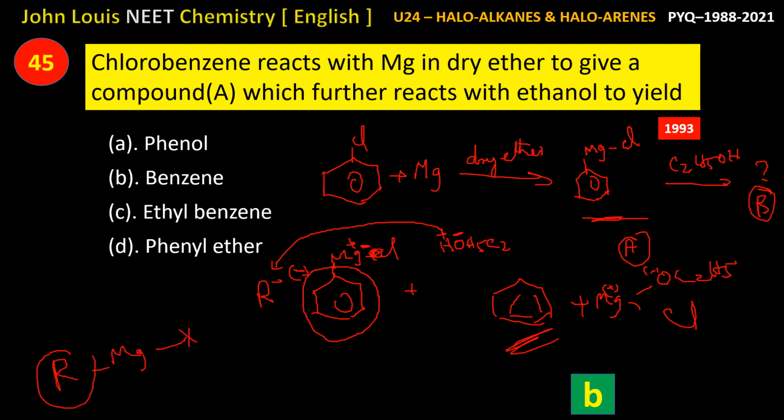This R is a carbanion. It is not R plus like in an alkyl halide compound. It is a negative ion, a carbanion. Therefore, anything positive only will combine with this R. Therefore, from ethanol the H plus combines here, thereby benzene is formed. Which answer is correct here? Answer B is correct. Hope you have understood it clearly.